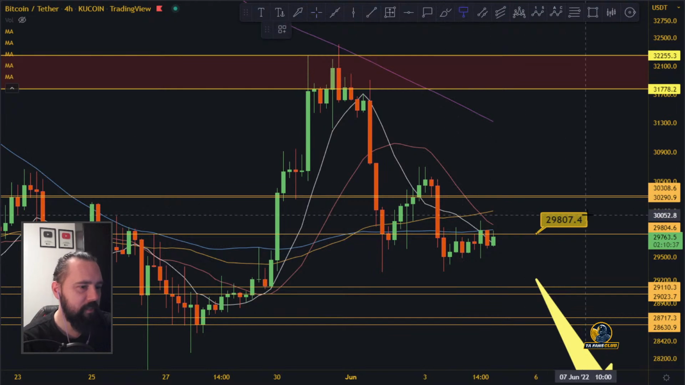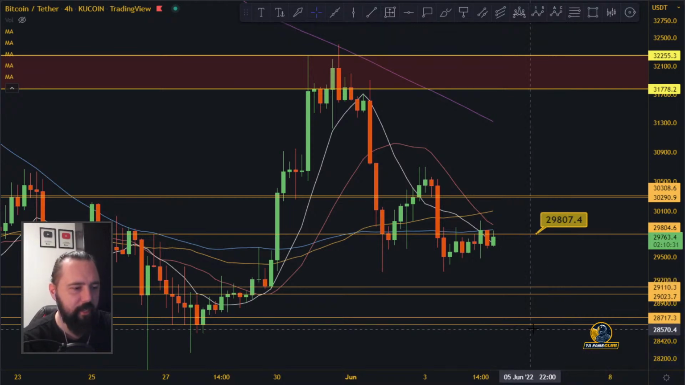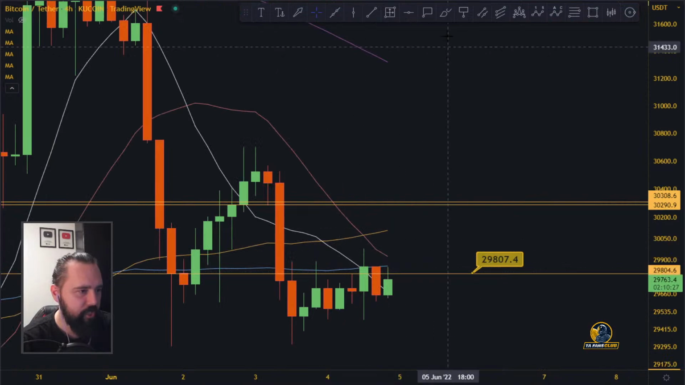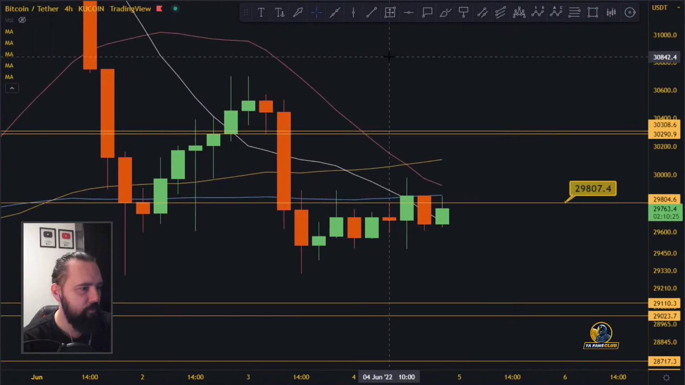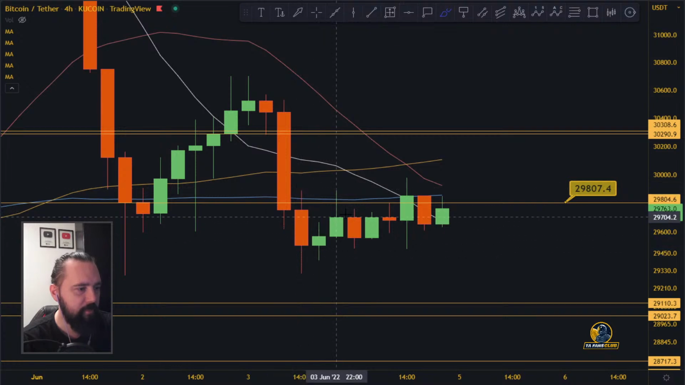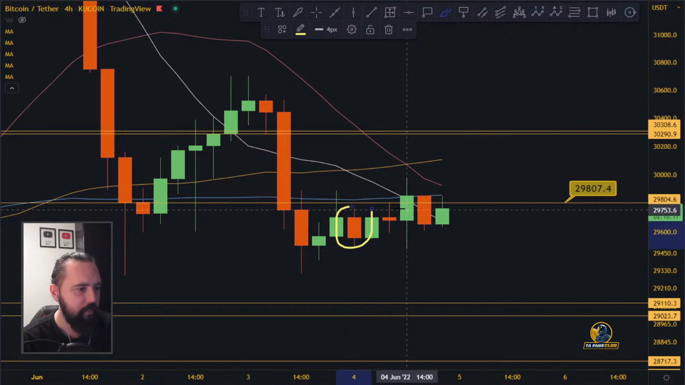So right now we are trying to get above this 29.8 level. If we fail to do that, that would be bad. It already looked like getting rejected over here. If you just look at the 4-hourly time frames, you'll see here we try to get up here, right back down again. We try to get up, right back down again. Bearish engulfing candle over here. Then we stayed below it.